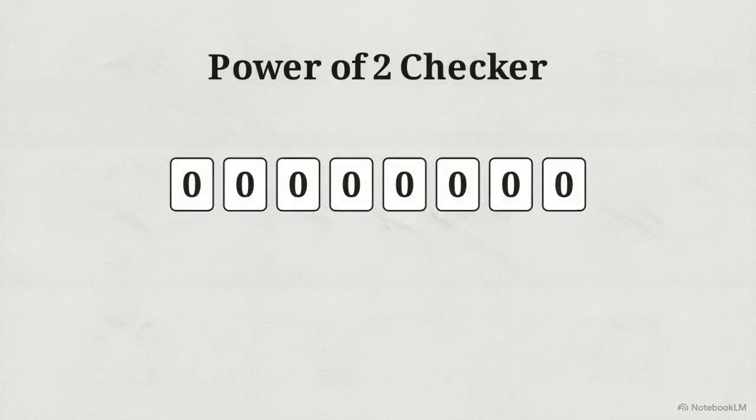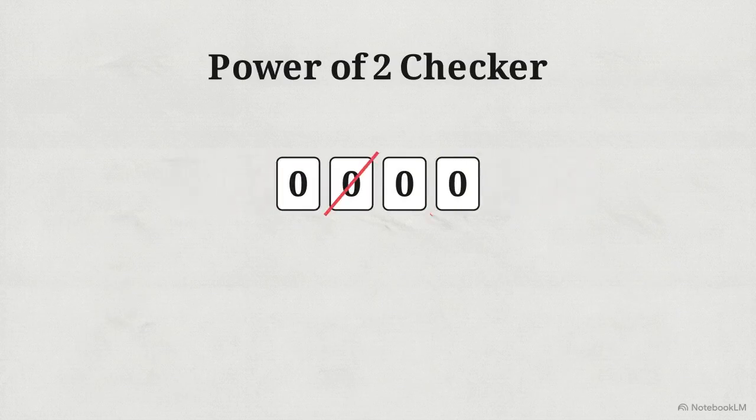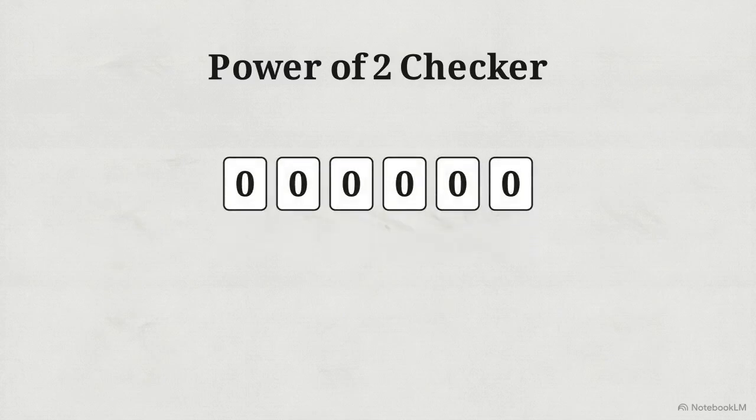This diagram shows a string of 8 zeros. To verify that 8 is a power of 2, we can repeatedly cut the string in half. We cross out every other 0, reducing the count to 4, then 2. If the process finishes with exactly 1 0 left, the number is a power of 2.